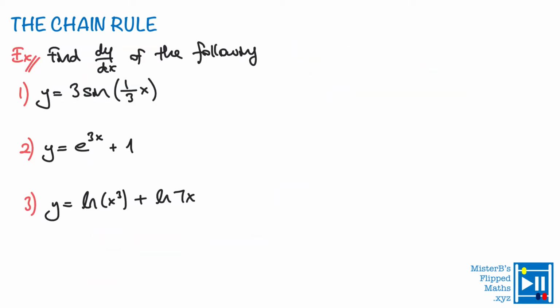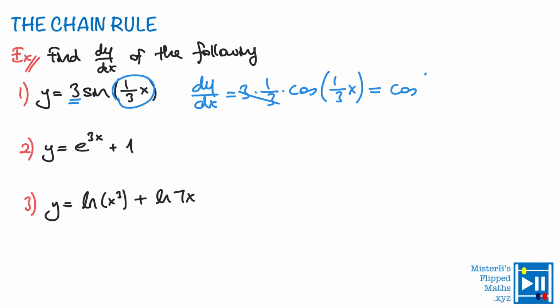So for the first one, when I start writing dy over dx, I'll copy paste the 3, and then I'm going to write the derivative of this. Well, it's going to be 1 over 3, right? The derivative of 1 over 3x is 1 over 3. And then derivative of sine is cosine, and I copy paste the function here, 1 over 3x. So that is the derivative, which needs some manipulation, right? So I will simplify these and write this is cosine 1 over 3x.